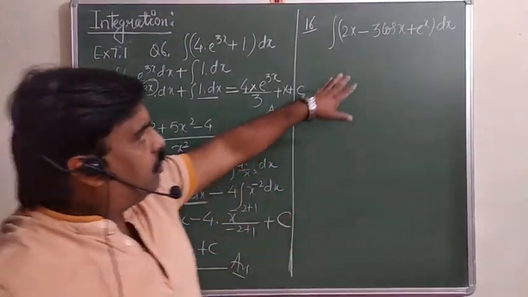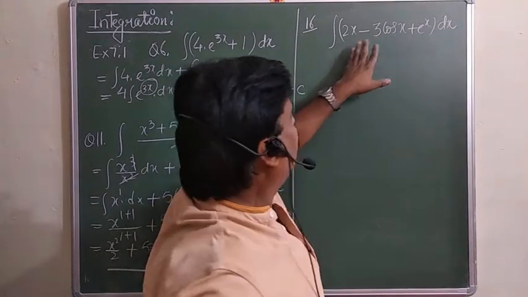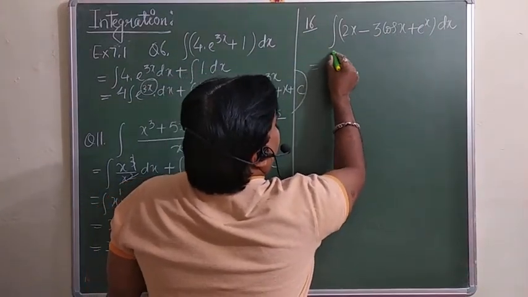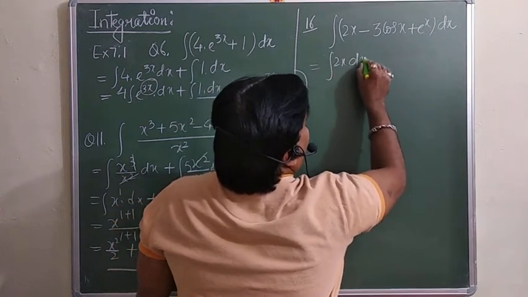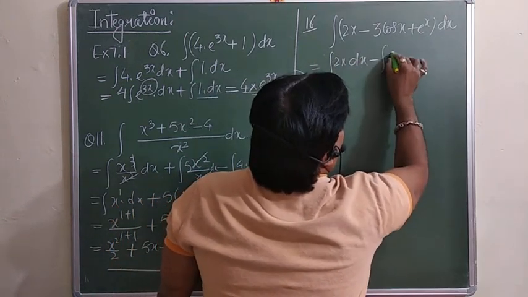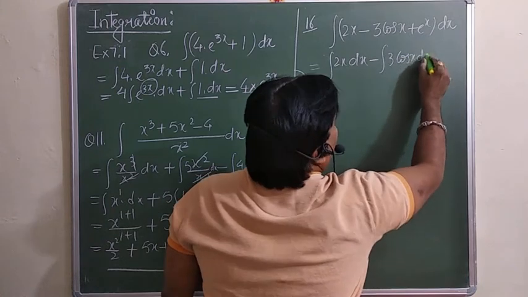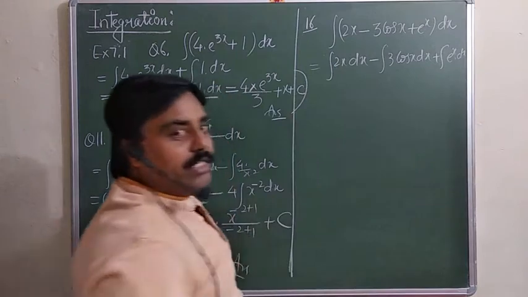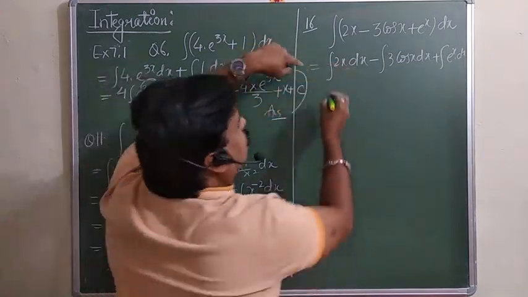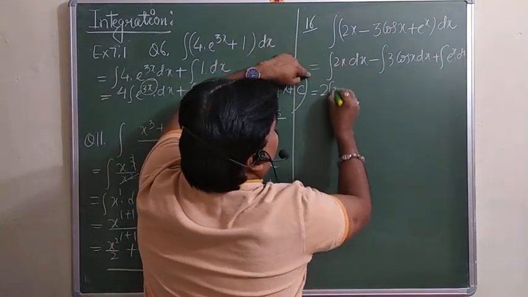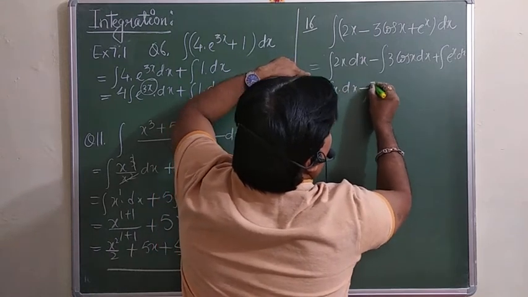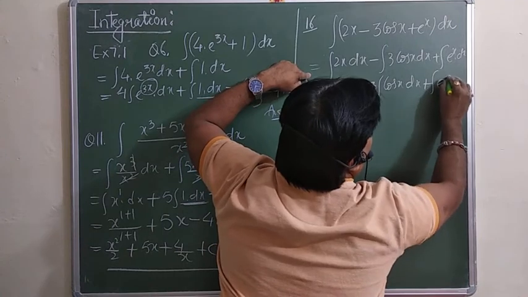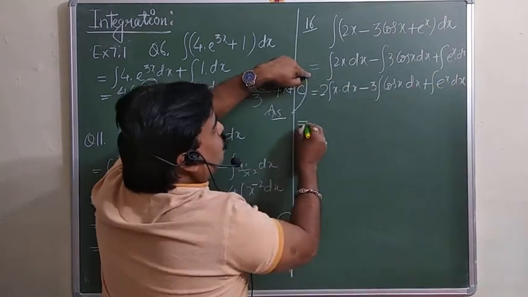Now similarly here also you can find the antiderivative of this one. You can separate this one first. This can be written as 2x dx minus 3 cos x dx plus e raised to power x into dx. You can break it. Now you can find the antiderivative of this one. We can take it like this: 2x into dx minus 3 cos x dx plus e raised to power x dx. This is your 2.